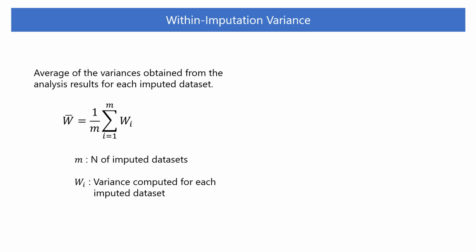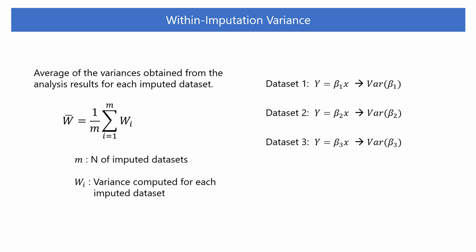For example, in regression analysis, we first construct a regression model for each dataset. We then calculate the variance of the estimated regression coefficients of the model for each dataset. The variance we calculate here is the square of the standard error of the regression coefficient. Next, we take the average.